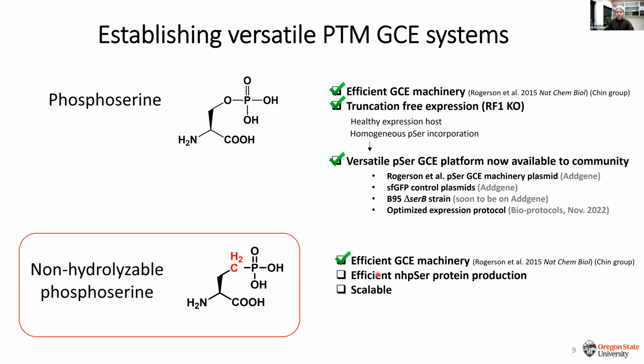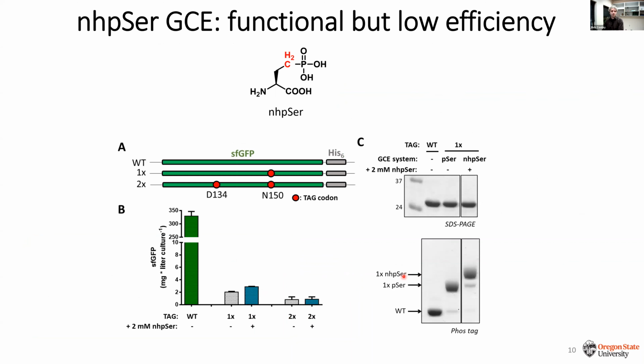But unfortunately, what we ran into was that although the machinery was really good, our ability to actually produce proteins with non-hydrolyzable phosphoserine was not what we thought it was. And that is demonstrated here. We turn back to our GFP reporters. When we use this system and we add the free amino acid to the media exogenously, we only got a slight bump in total protein production compared to cultures that lack the amino acid. So only about 1 or 2 milligrams of GFP protein from a liter of culture. And in our attempts to do double encoding for the non-hydrolyzable amino acid, we didn't get really any protein.